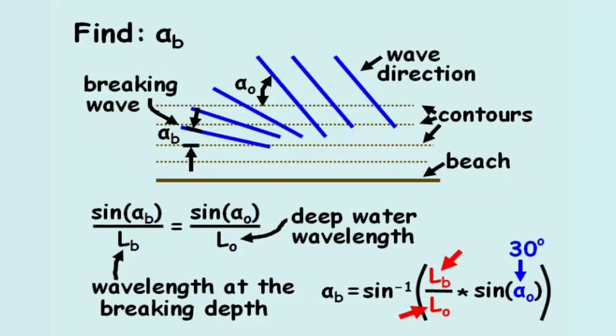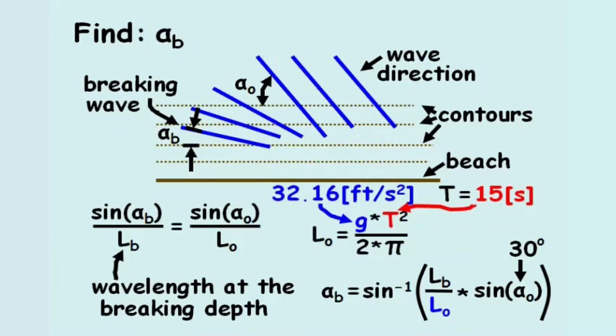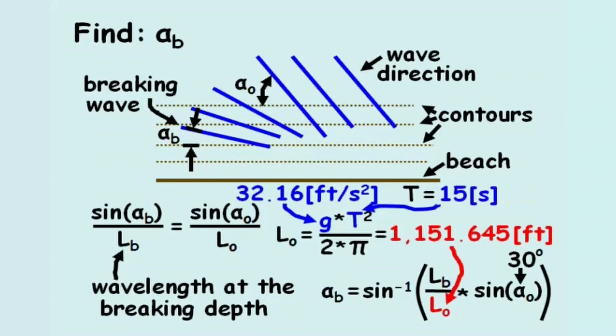L naught equals g times t squared divided by 2 pi. Variable g represents the gravitational acceleration constant, and variable t is the wave period, which was provided as 15 seconds. This makes L naught equal to 1,151.645 feet. Lastly, we need to determine lb, the wavelength of the wave when the wave breaks.